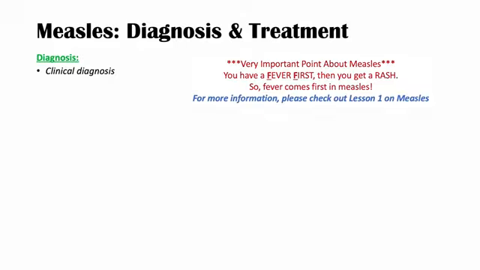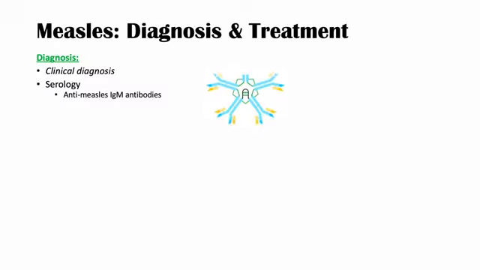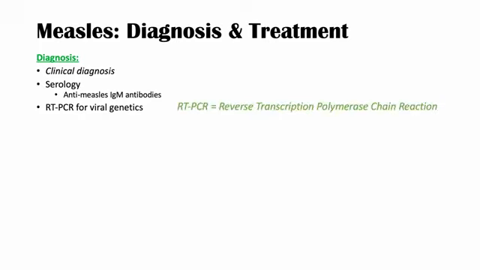We follow those stages and we look at those signs and symptoms to make an informed diagnosis. We could do serology testing, so we could look for antibodies against measles. We can look for anti-measles IgM antibodies. That would be a way we could diagnose this as well. And we could use PCR or polymerase chain reaction to detect viral genetics. That is another way to diagnose measles.